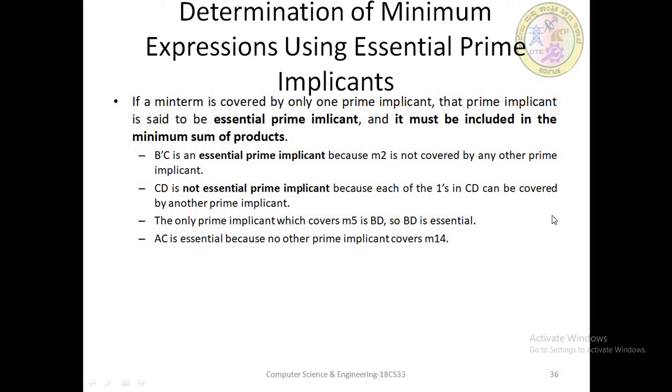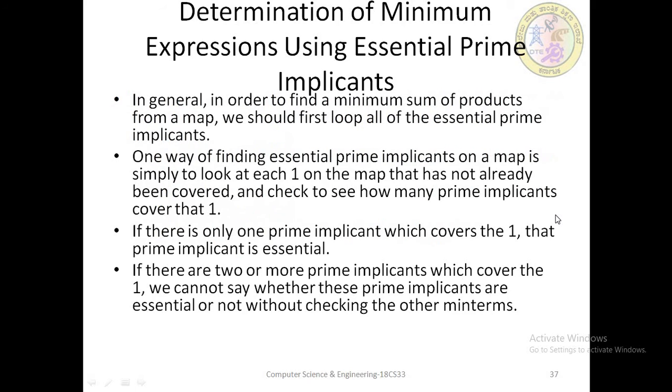And AC is essential because no other prime implicants cover M10. In general, in order to find a minimum sum of products from a map, we should start by looping all the essential prime implicants. First, we should always start looking for essential prime implicants.